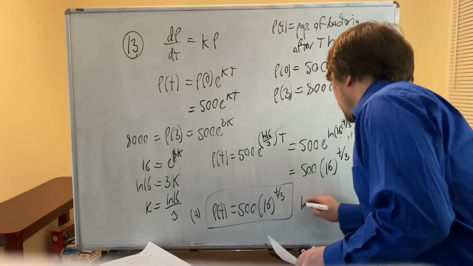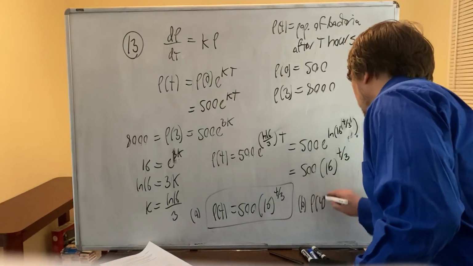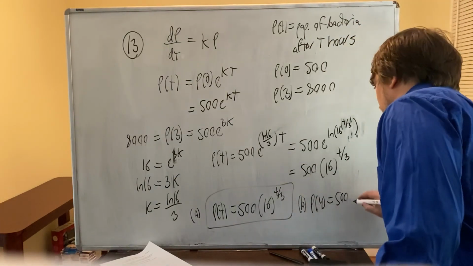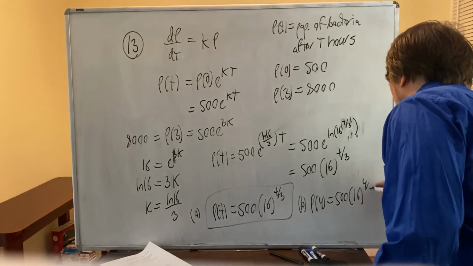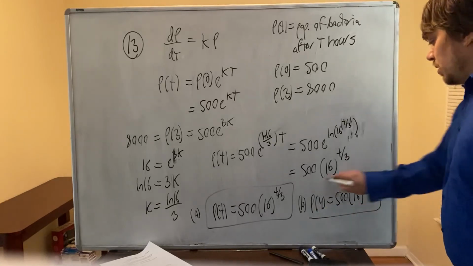Part B is you just plug in 4. With the number of bacteria after 4 hours, it's just P of 4. And so you just plug that in. That's 500 times 16 to the 4/3. Alright, and so you calculate that. That's P of 4.